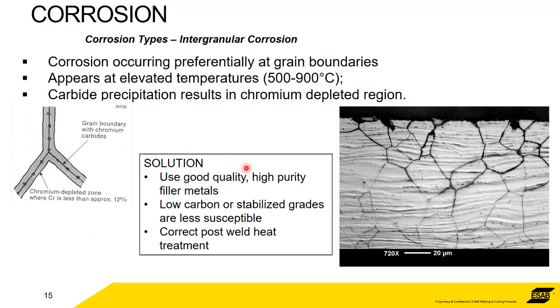The solution for that is good high purity filler metals. Low carbon or stabilized grades with niobium, for example, are much less susceptible to this type of precipitation. And it can all be put right with a post-weld heat treatment. We wouldn't normally recommend doing a post-weld heat treatment, but in some cases it has to be.